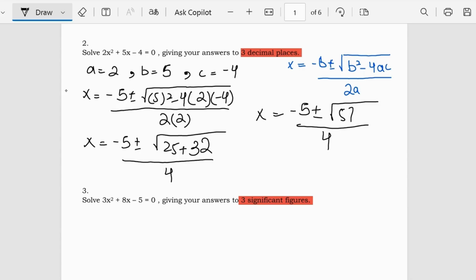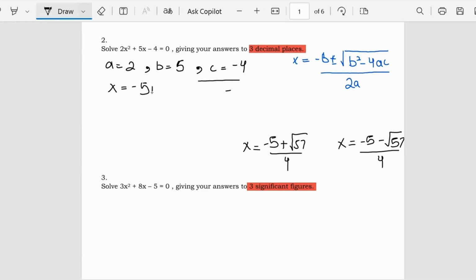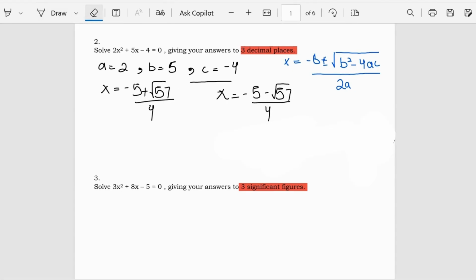Now I'm not done here. I have to find the two roots for x. So my first x is going to be equal to -5 plus square root 57 divided by 4. And my second x will be -5 minus square root 57 divided by 4. I'm quickly writing it up so I can do this step here. Just put your values into the calculator and you're going to get your answer.